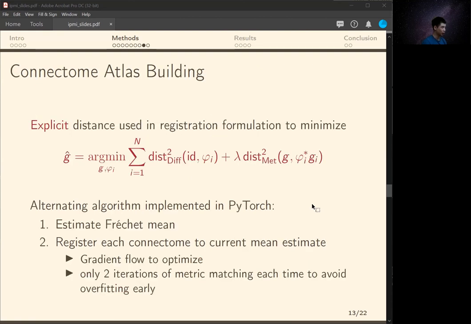We need to build the atlas, using the explicit instance used in the registration formulation to minimize the function below. The alternating algorithm, implemented in PyTorch, first estimates the Fletcher mean and then registers each connectome to the current mean estimation using gradient flow to optimize the functions. It then does only one or two iterations of metric matching each time to avoid overfitting early.